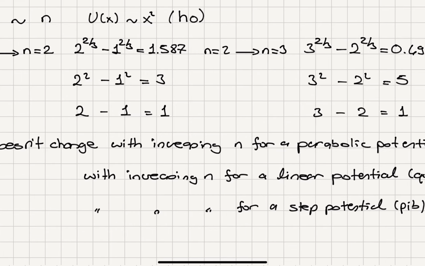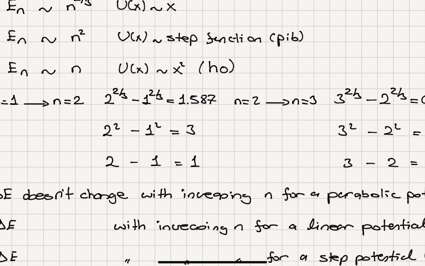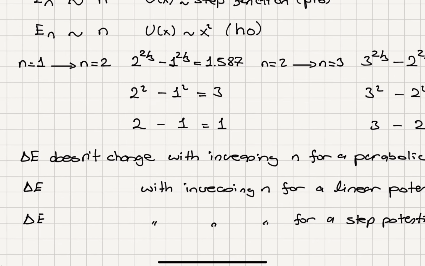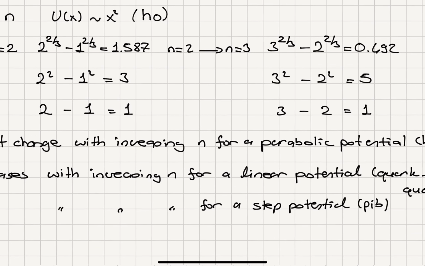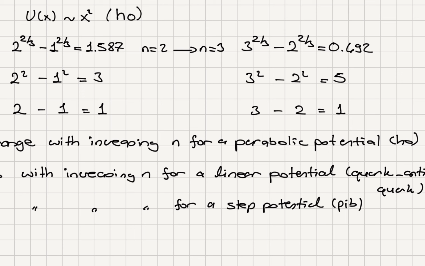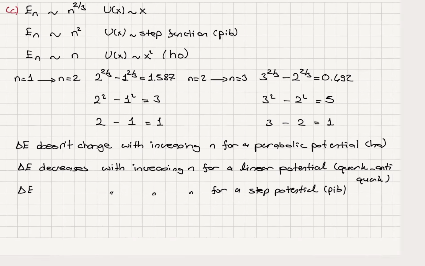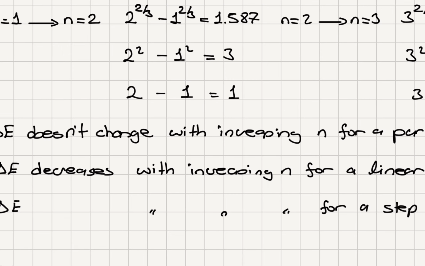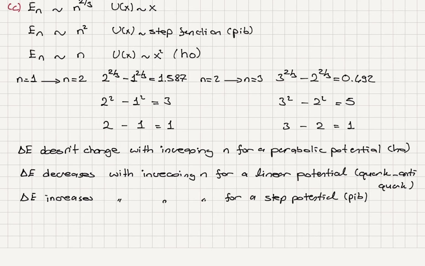For the case of the quark-antiquark combination, which is the first case, you can see that the separation is decreasing between consecutive energy levels. So delta E decreases with increasing n for a linear potential, the quark-antiquark case. And for the particle in a box, where we have a quadratic dependence on n, actually delta E increases with increasing values of n for a step potential.